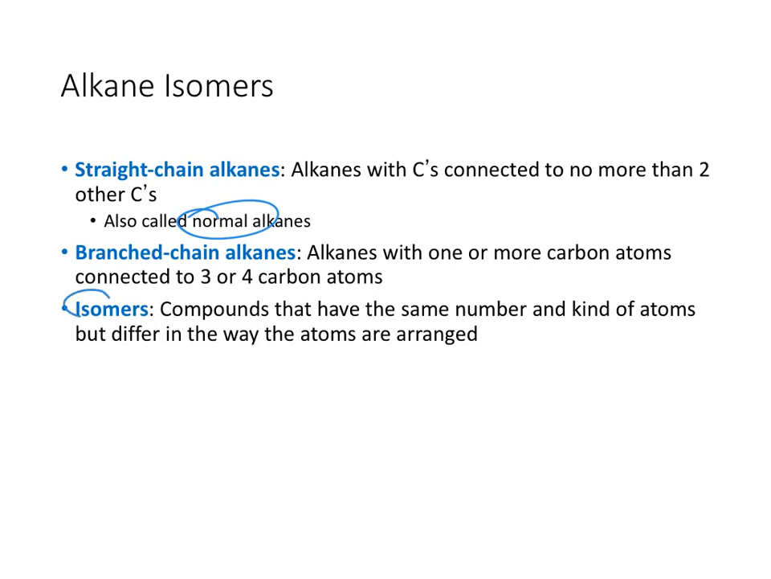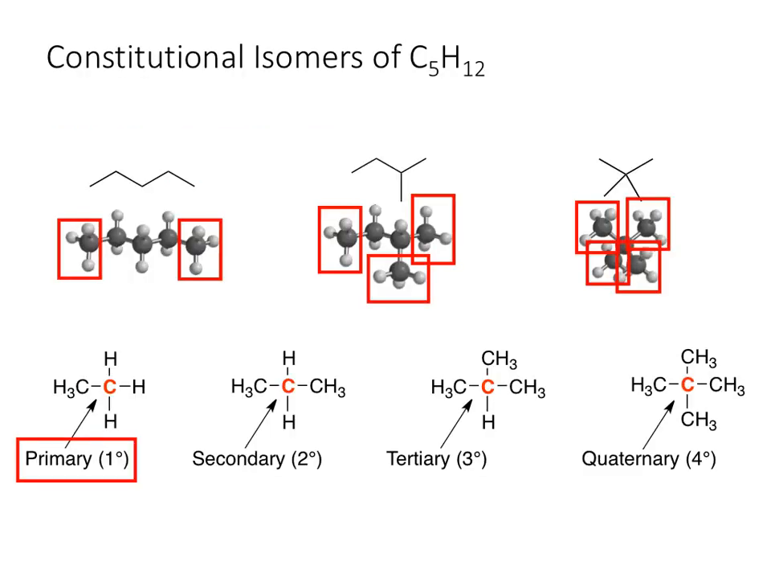But to define isomers, that just refers to compounds that have the same number and kind of atoms, but they differ in the way that the atoms are arranged. And there are spatial isomers called stereoisomers, and there are constitutional isomers. Constitutional isomers all have the same formula, so they have the same number of carbons and hydrogens, but the way that those atoms are connected together differ.